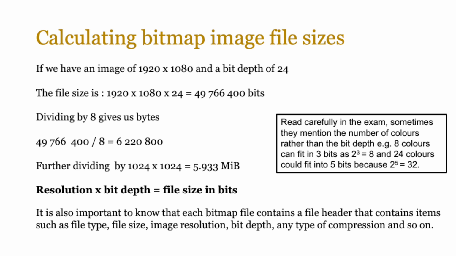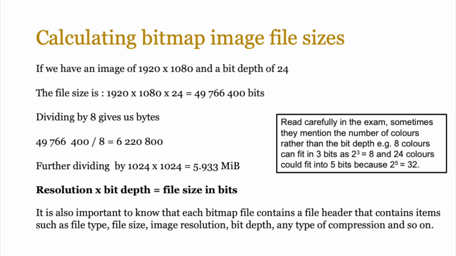Well, we work it out by simply multiplying 1920 by 1080 by 24, which gives us 49,766,400 bits. We then divide this by 8 to get bytes, which in this case gives us 6,220,800 bytes. And we further divide this by 1024 to get KiB, and then another 1024 to get MiB. So we end up with 5.933 MiB. So the formula is resolution times bit depth equals the file size. And the resolution is the vertical and the horizontal pixels multiplied together.